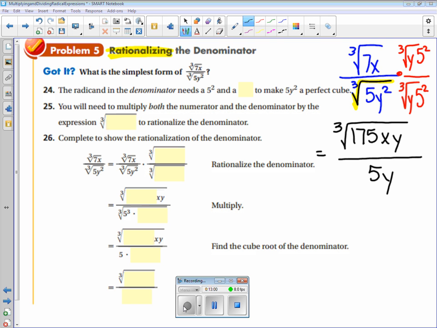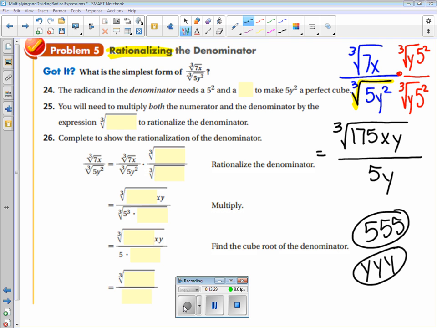How many 5s do I have in the bottom, Tim? 3. 2 and 1. So I brought out, I have 3 5s. So I brought them out. And then I have 3 y's. 2, 3. 3 y's. So I brought it out. Got me now? Okay. Oh, but what about the x at the top?